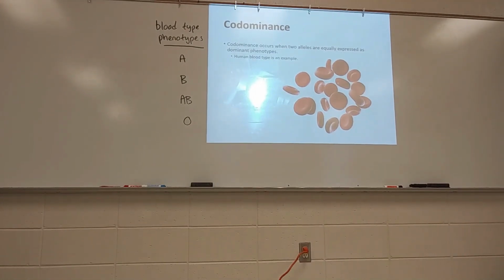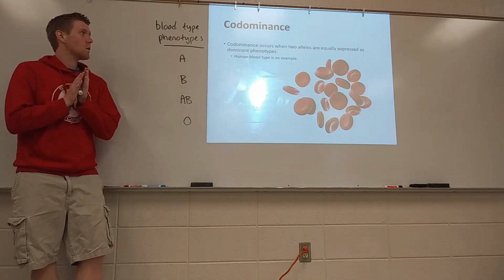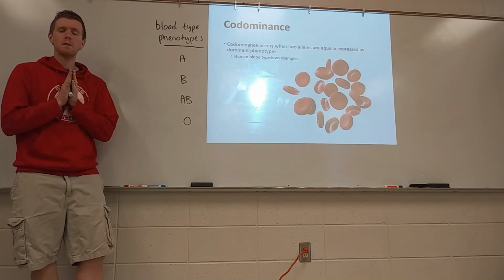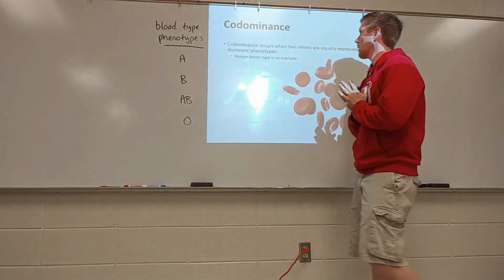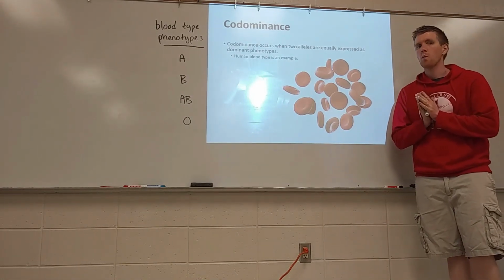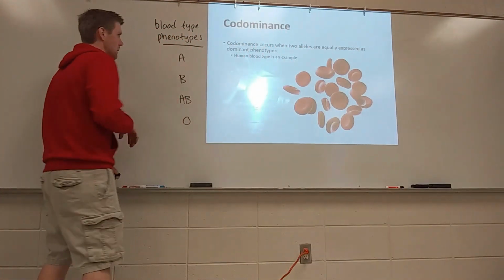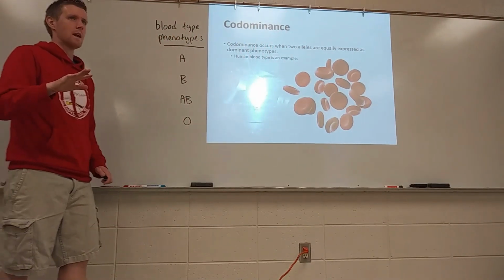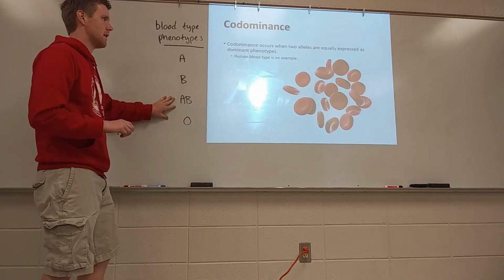All right, welcome back everybody. So, continuing our genetics lecture, we are at codominance, when 2 alleles, which are alternative versions of a particular gene, are equally expressed. It is called codominance, and human blood type works like this. The four blood phenotypes, ignoring positive and negative, are A, B, AB, and O.